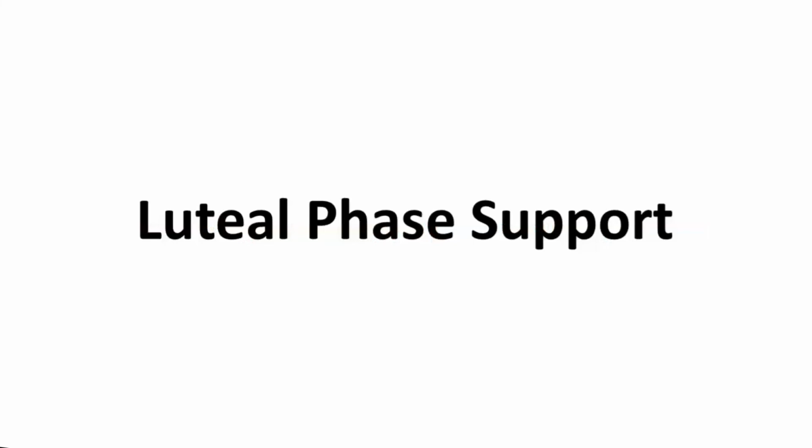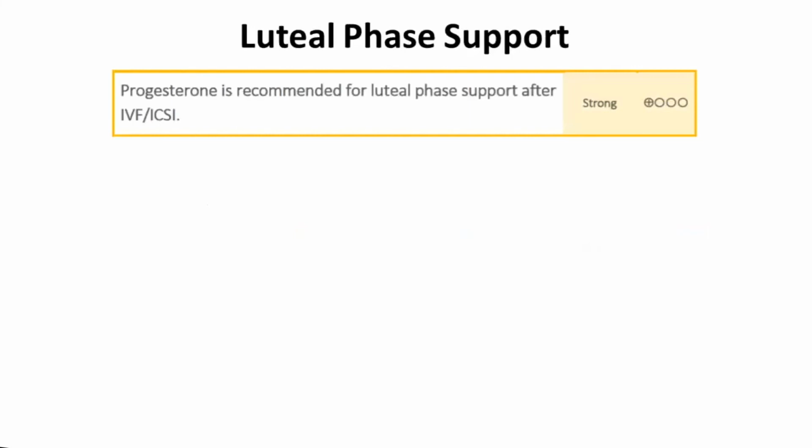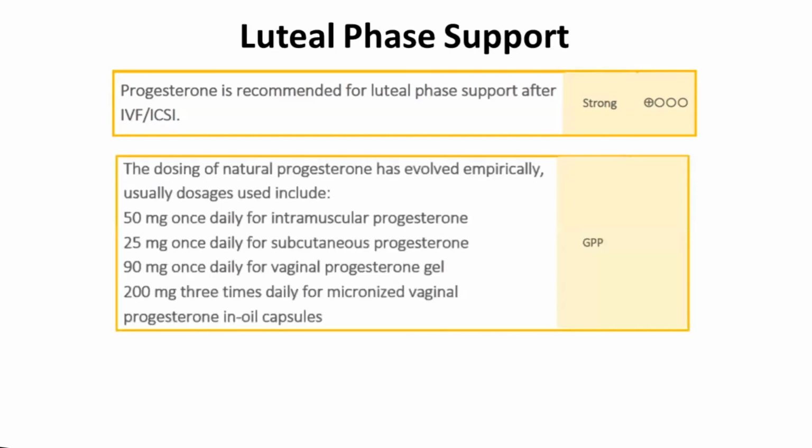Finally, we are talking about the luteal phase support. We have progesterone, which is the recommended regimen or agent for luteal phase support. We have the intramuscular route, subcutaneous, vaginal gel, and vaginal micronized progesterone. All are effective as luteal phase support in IVF and ICSI. The dose for the intramuscular is 50. The preparation we have in Egypt is 100 milligrams. So if you are to give intramuscular progesterone, you can give it every other day, which is the Progestin ampoules.